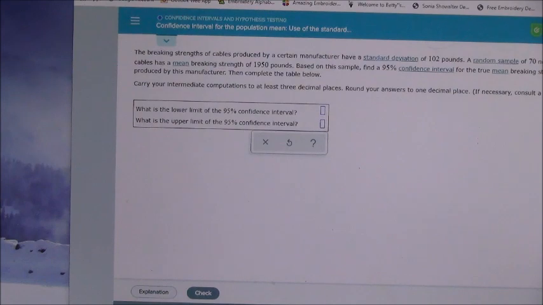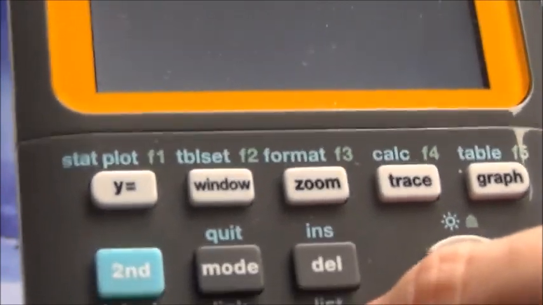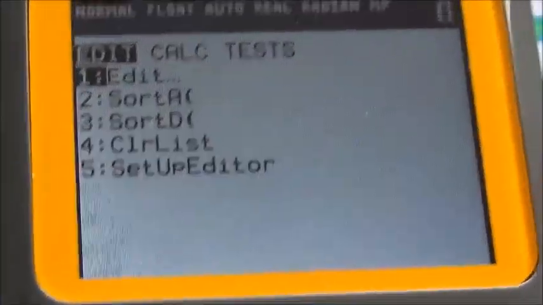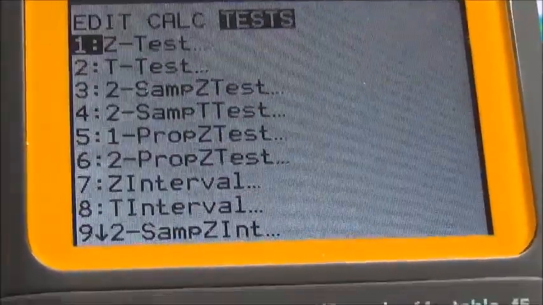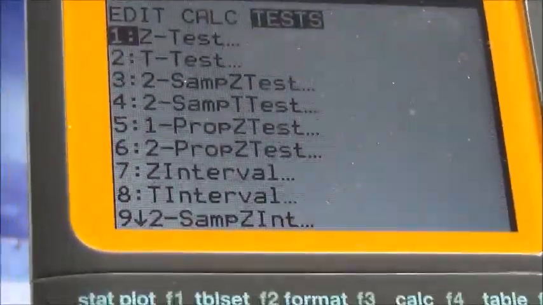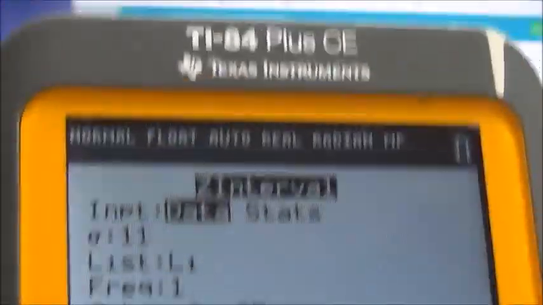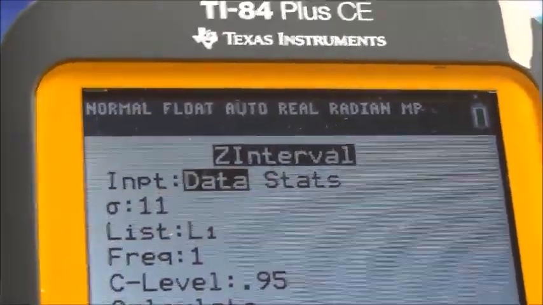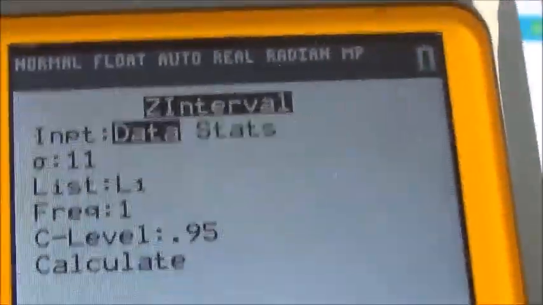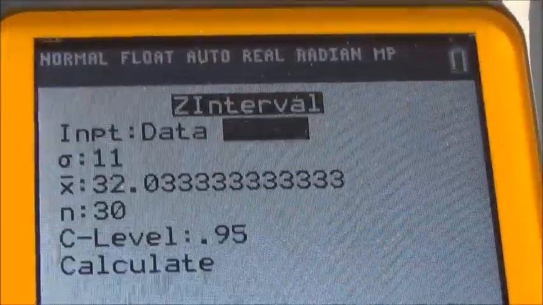So if I am going to do my confidence interval using the mean, again, on my calculator here, I am going to do my stat button. I'm going to go to tests, and I'm going to do number 7 to do my Z interval. So number 7 does my Z interval, but instead of doing the data that I have in this list 1, I'm just going to enter the statistics in. So I'm going to go over to stats and I'm going to hit enter.